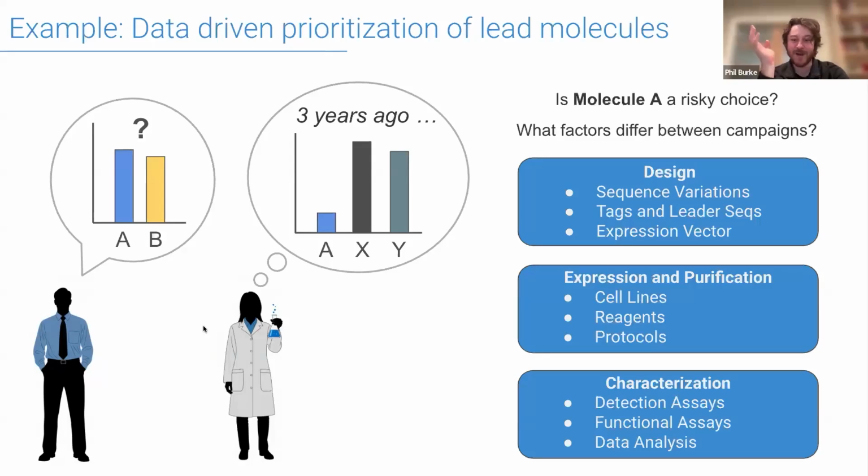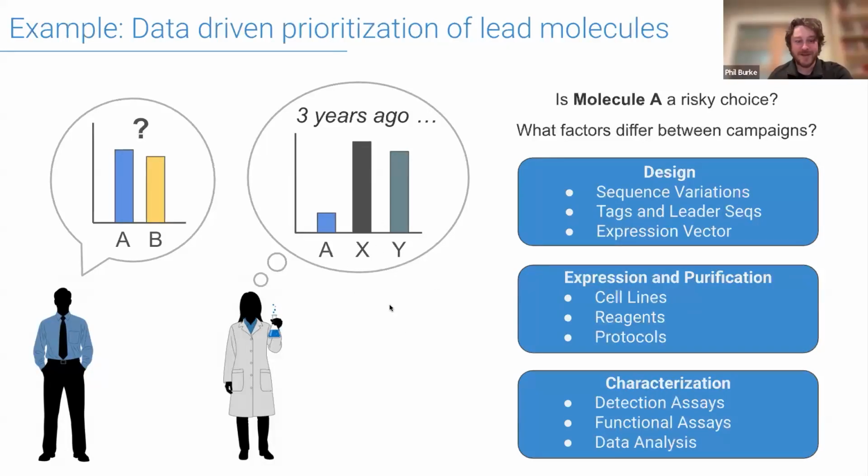So you really want to be able to call up the underlying data that you have on molecule A and see what it is that's setting off warning bells in your brain. And sure enough, 3 years ago, you tested molecule A for a completely different project. And while it had a very promising therapeutic profile, it had really bad expression. So you didn't pursue it over leads, X and Y.